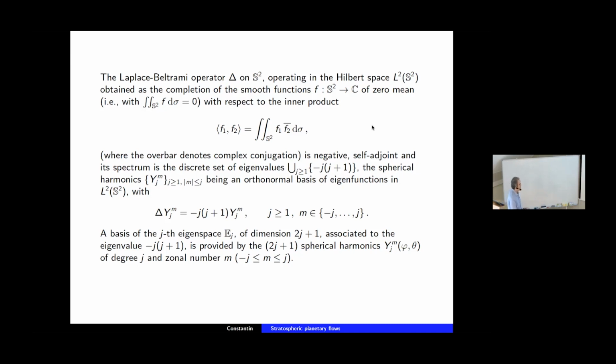So j is greater or equal to 1, and the eigenspace has dimension 2j plus 1. You can write them down, it's a polynomial, and then some of them are zonal, most are not. One is zonal, the others are not, but these are important.